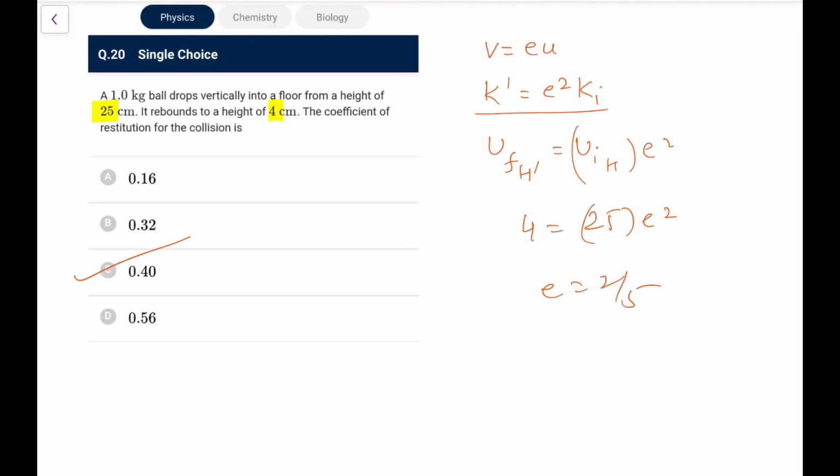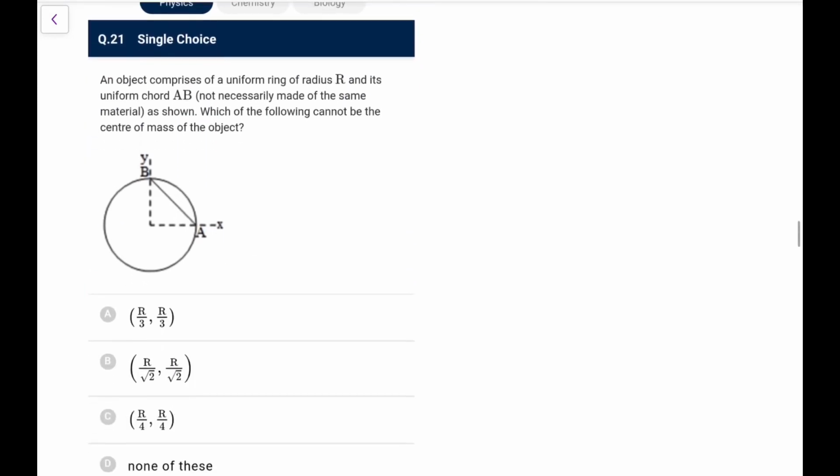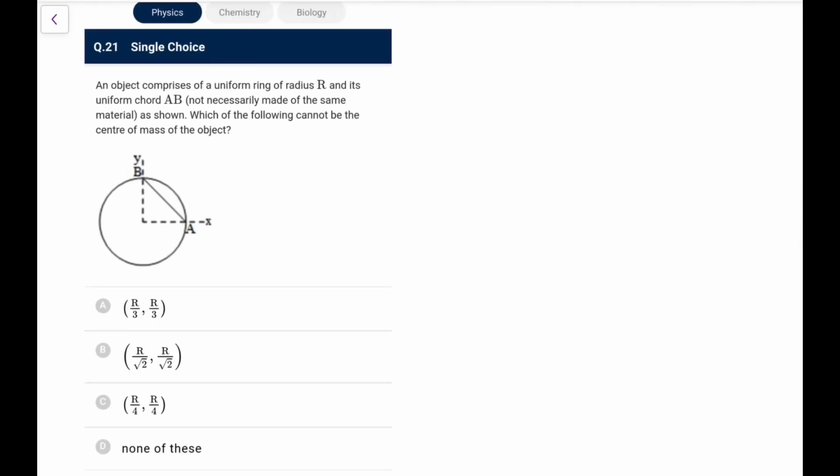You can do it the other way too, but I try to simplify things using the knowledge of what we have already studied. Now, an object comprised of a uniform ring of radius r and a uniform chord AB, not necessarily of the same material. Which of the following cannot be the CM of the object? This is a very general question that most of us have already seen. One object has its CM at 0,0, the other, by common sense, you can say, will be at r by 2, r by 2.